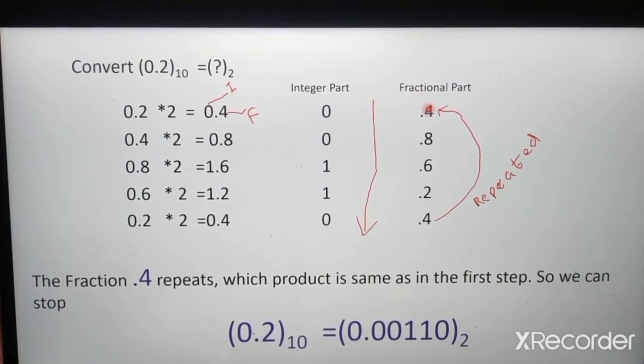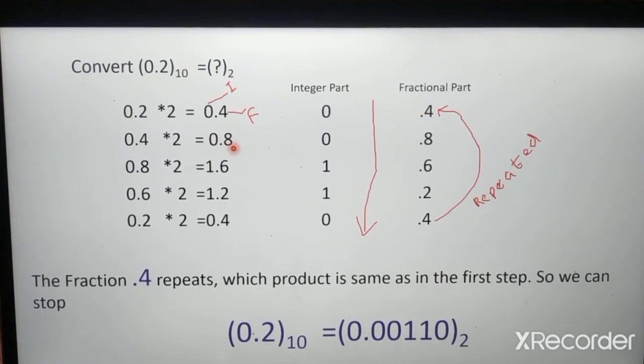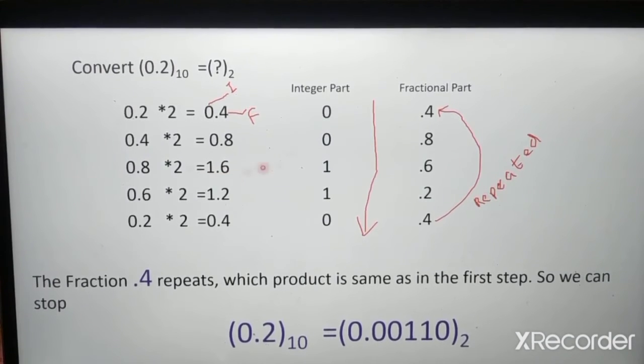Again we have to multiply the fractional part by 2. We get 0.8. Again we write it as integer part and fractional part. Here 0.8 is our fractional part. Again we multiply this fractional part by 2. We get 1.6. Again we split into integer part and fractional part: 1 as the integer part and 0.6 as the fractional part.